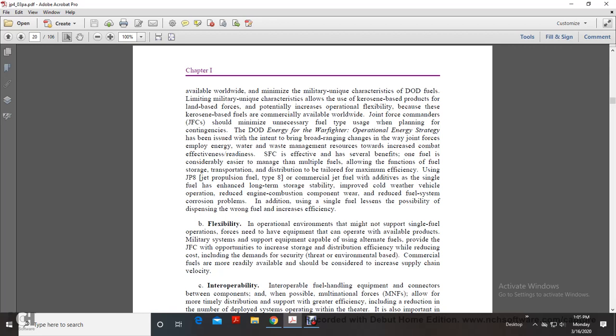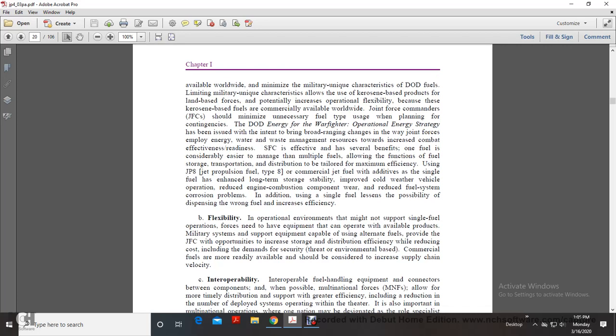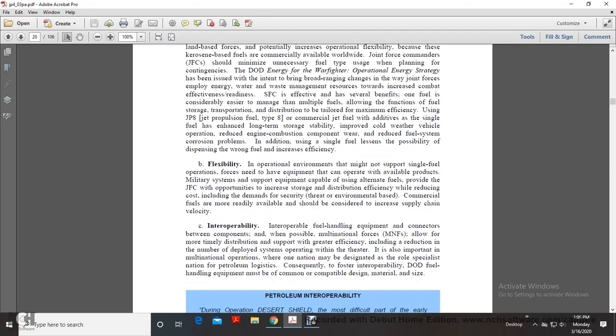The single fuel concept is effective and has several benefits. One fuel is considerably easier to manage than multiple fuels and allows the functions of fuel storage, transportation, and distribution to be tailored with maximum efficiency. Using JP-8, jet propulsion fuel type 8, a commercial jet fuel with additives, as the single fuel has enhanced long-term storage stability and improved cold weather vehicle operation, reduced engine combustion component wear, and reduced fuel system corrosion problems. In addition, using a single fuel lessens the possibility of dispensing the wrong fuel and increases efficiency.